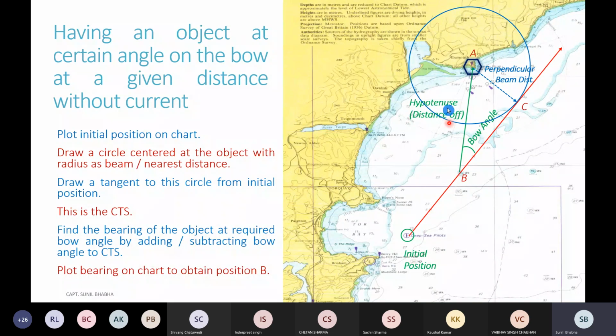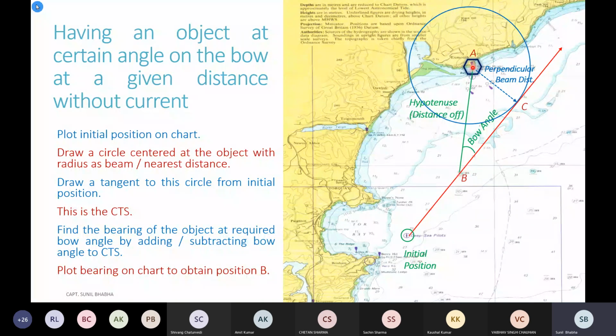So what you do is you open up your compass equal to the distance off, which is given to us in the question, which we need to maintain from the required lighthouse. Center the compass at the lighthouse, and then draw an arc so that it cuts our CTS line. That arc is going to cut the CTS exactly at point B. So once the arc cuts the CTS, you obtain this point B.